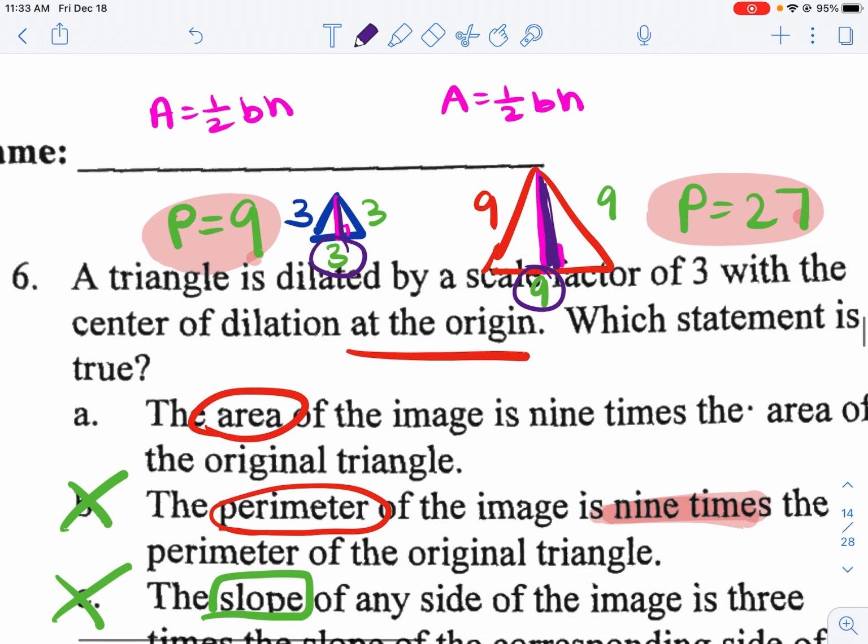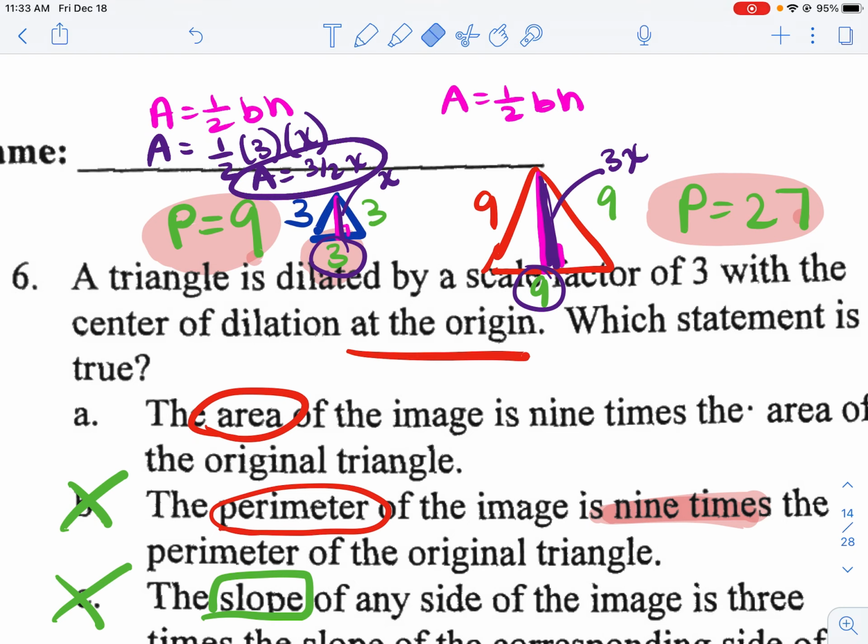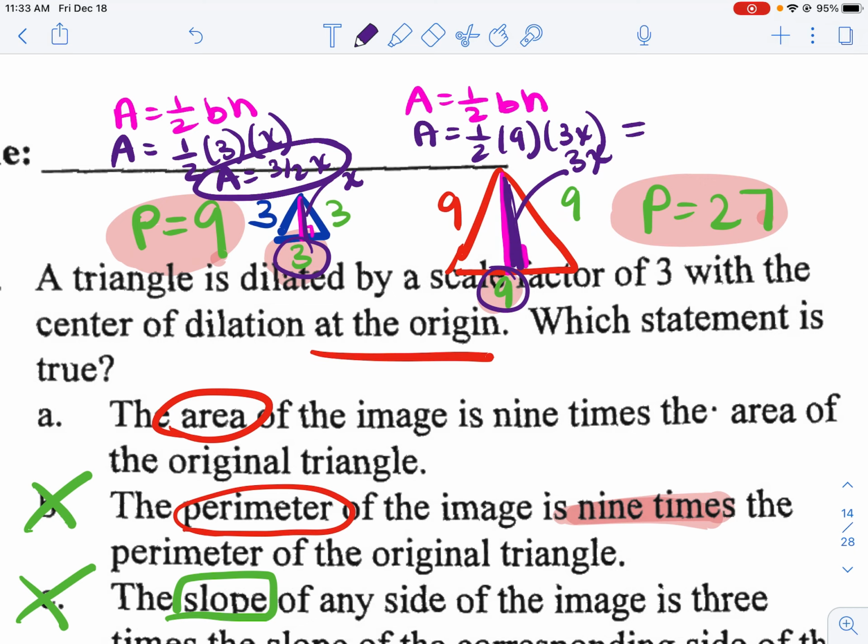So let's just pretend, this isn't going to be mathematically correct, but this is x. And this is going to be 3x, right? So if I went ahead and did that, 1/2, the base is 3, right? And the height, we said, is x. My area would be 3/2 x, right? If I did the same thing here, my base is 9, and my height is 3x. Everyone with me? I'd have 27/2 x.